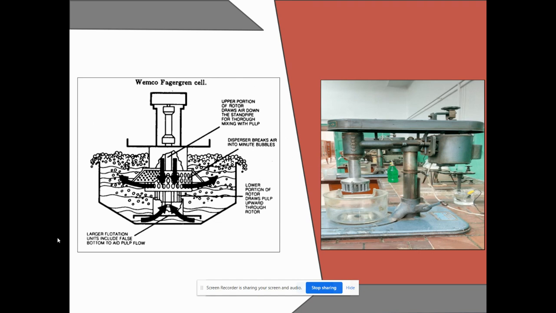We can see that the upper portion of the rotor draws air down the standpipe for thorough mixing with pulp. The disperser breaks air into minute bubbles. The lower portion of the rotor draws pulp upward through the rotor. Larger flotation units include a false bottom to guide the pulp flow.